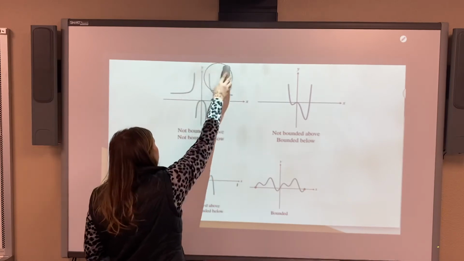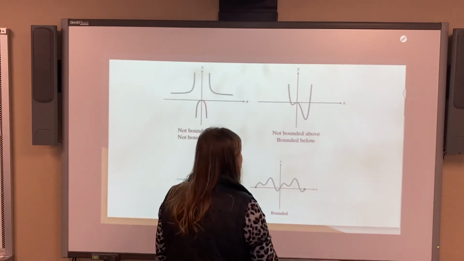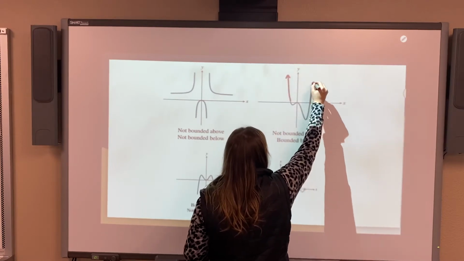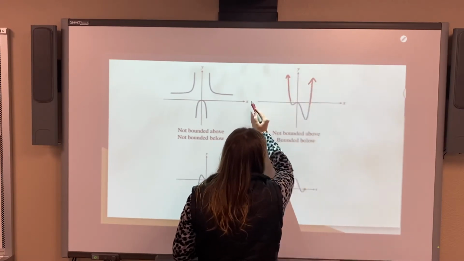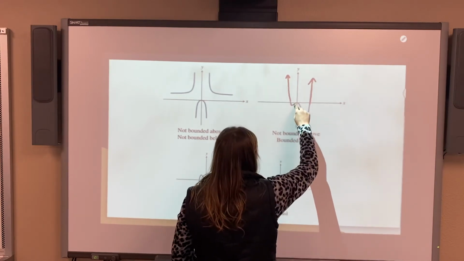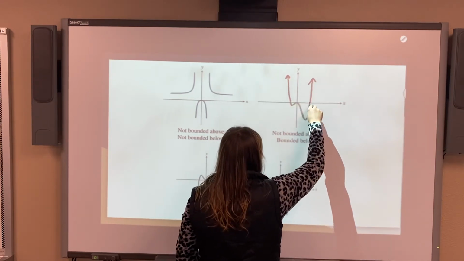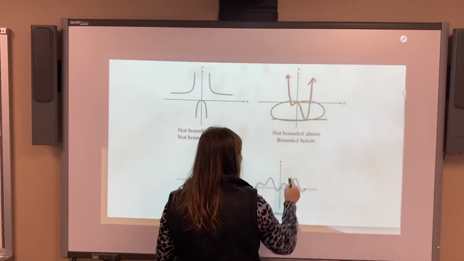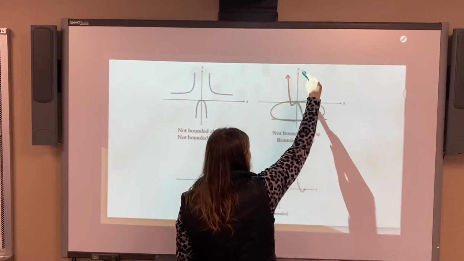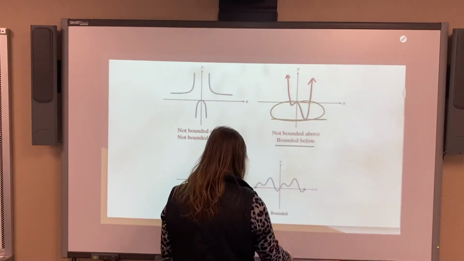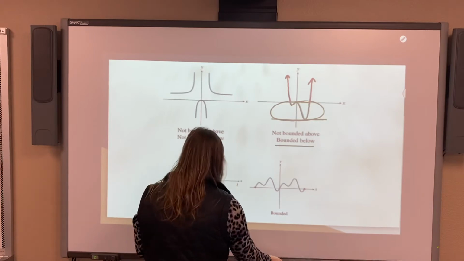If we talk about this one, these right here are going to go forever up. But if we look below the x-axis here, it goes down, up, down, and up. So there's an ending, so it's bounded here. Okay, so this is not bounded above because it goes up forever, but it is bounded below. It doesn't go down forever. And you can also flip that.